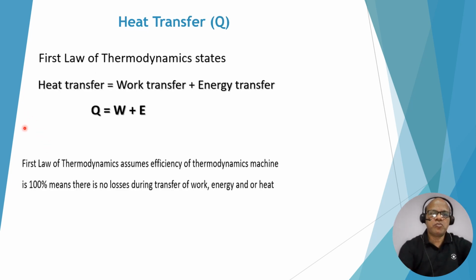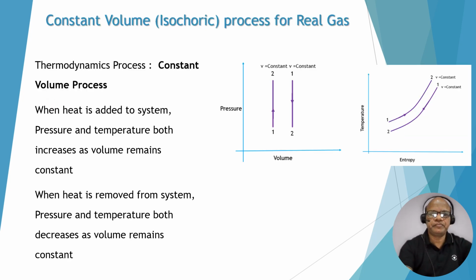As per the first law of thermodynamics, the heat transfer is equal to work transfer plus energy transfer, which is Q = W + E. Very important information: the first law of thermodynamics assumes that the efficiency of the thermodynamic machine is 100%. That means there are no losses during work transfer, heat transfer, or energy transfer. So the process is considered ideal and efficiency is 100%. With that assumption, this equation is valid: heat transfer is equal to work transfer plus energy transfer.